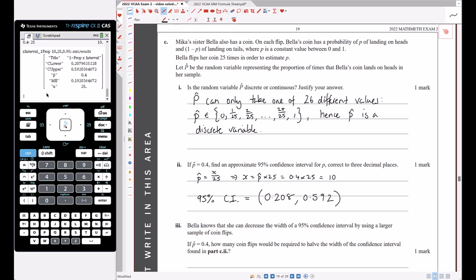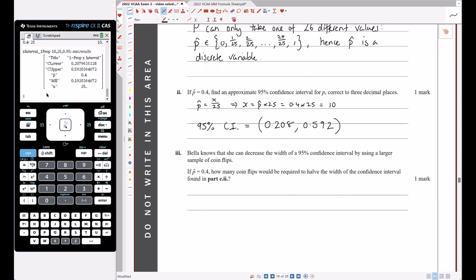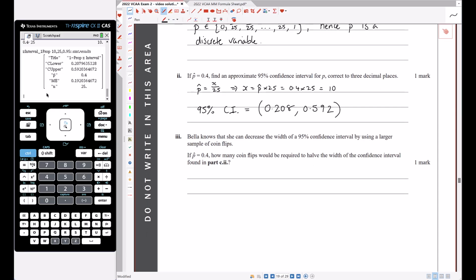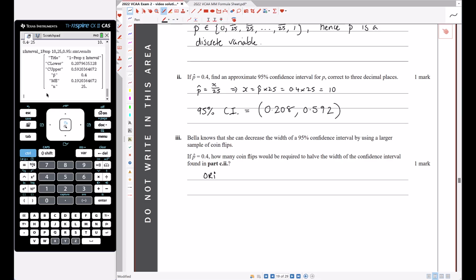Okay, Bella knows that she can decrease the width of a 95% confidence interval by using a larger sample of coin flips. Correct. If p hat is still 0.4, how many coin flips would be required to halve the width of the confidence interval found in part C2? Okay, so the original margin of error is also on our CAS here. It is 0.1920.